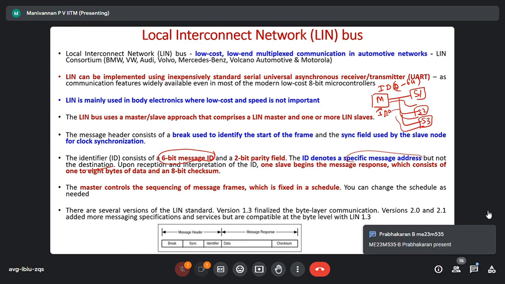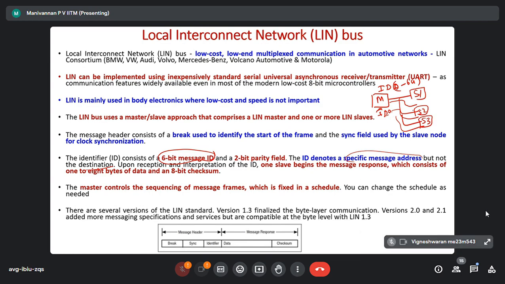It will be received by all the slaves. But for example, the data ID is meant for S3. Correct? Even though everybody is receiving, S3 alone will receive the data and store it and will say that I received the data, acknowledgement. Others will keep quiet. Because when data comes in LIN bus also, like a CAN bus, everybody will receive, based on the ID, correct?